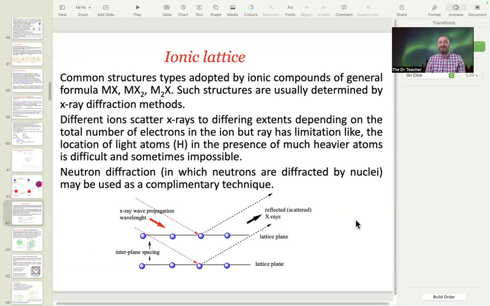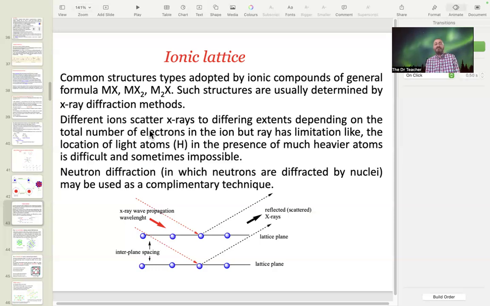So what does it mean, ionic lattice? It's the common structure type adopted by ionic compounds of a general formula. There is a formula for this lattice or for different lattices, consisting either of one atom and another one different, so they are heterodiatomic, or MX2, where there is one atom and two other atoms, or M2X, and so on. Such structures are usually determined by X-ray diffraction methods. That's how we can find the crystal structure and the type of lattice inside the crystal, which we can obtain from the X-ray crystal structure.